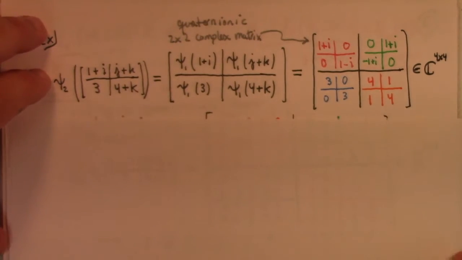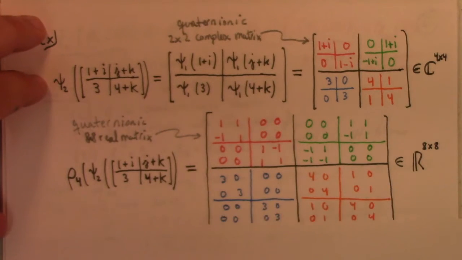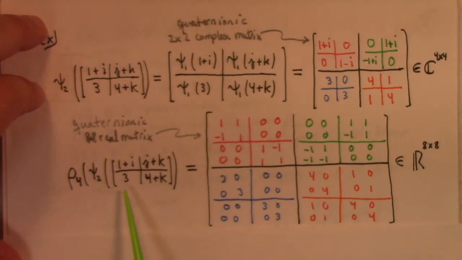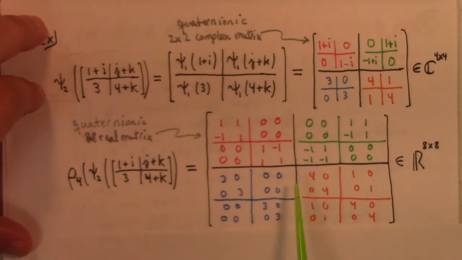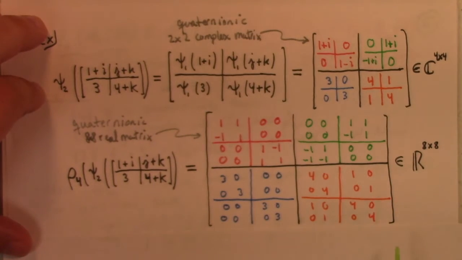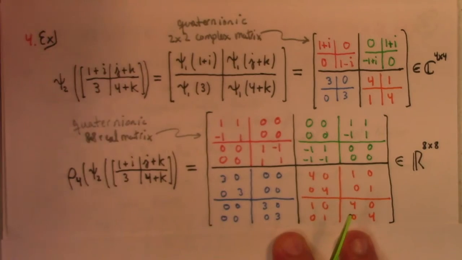Now, of course, I'm not content there. I want the corresponding real matrix. So we feed that beast into rho 4. Rho 4 swaps out 4 by 4 complex matrices for corresponding 8 by 8 real matrices. And there you have it, folks. This is the corresponding 8 by 8 real matrix corresponding to this 2 by 2 quaternionic matrix corresponding to this 4 by 4 complex matrix. Man, I love this stuff.